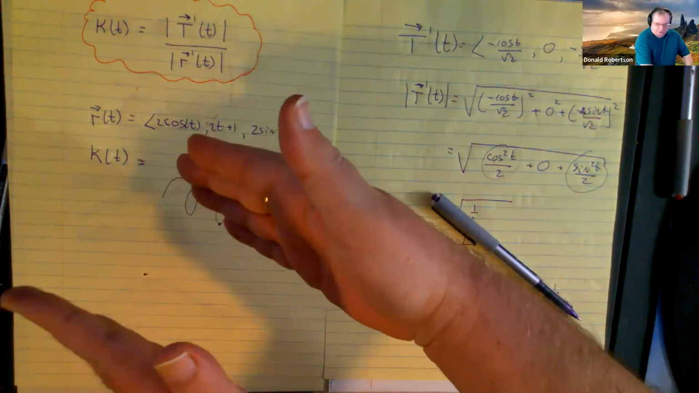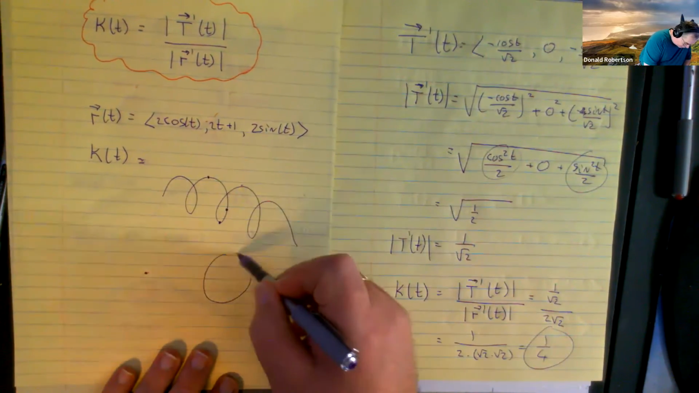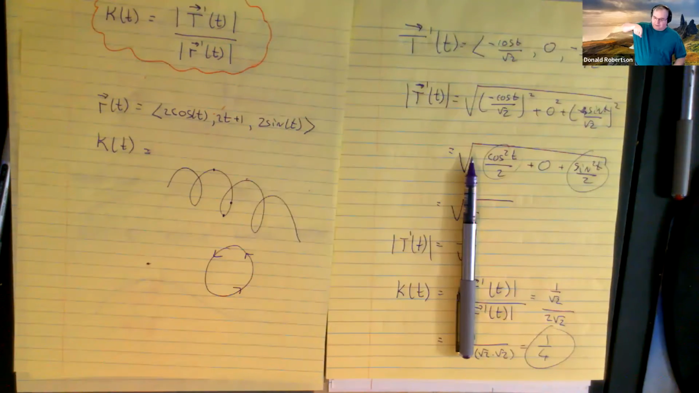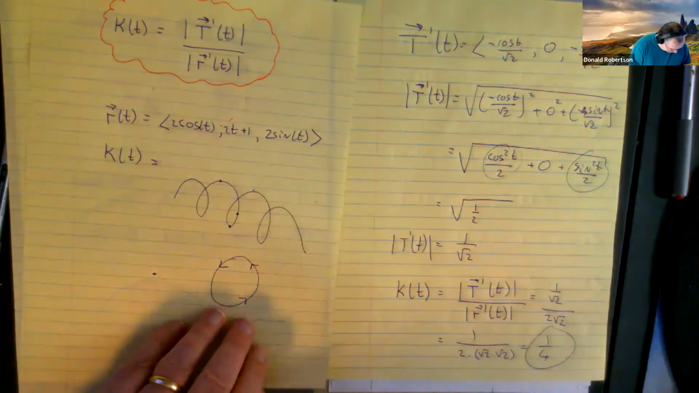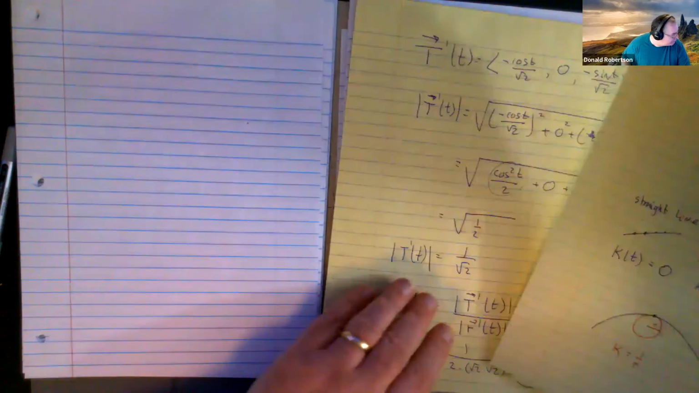If I turned this and you looked at it straight on, wouldn't a helix look like a circle coming towards you? And so at any given point, isn't the curvature basically the same number? Circles have curvature where every point on that circle has the same curvature, and the curvature is 1 over its radius.